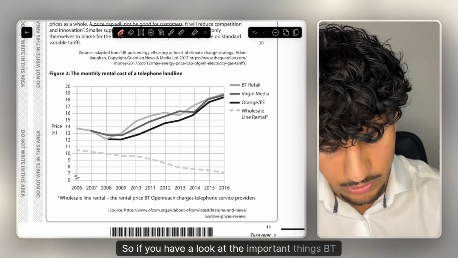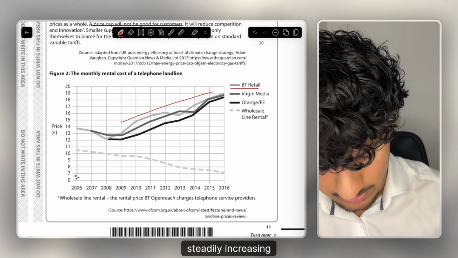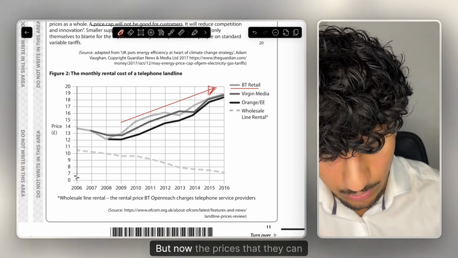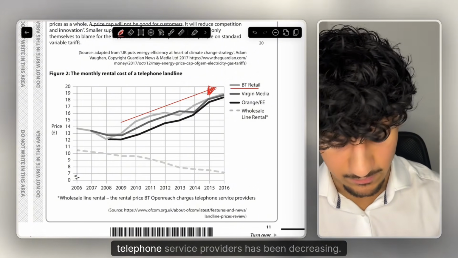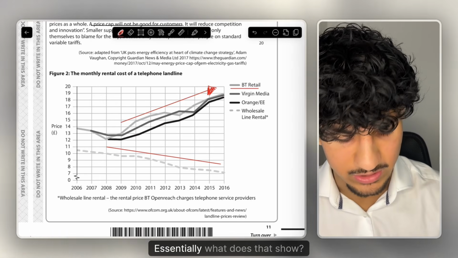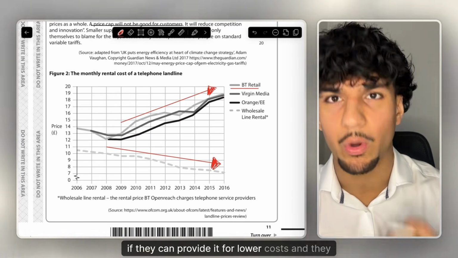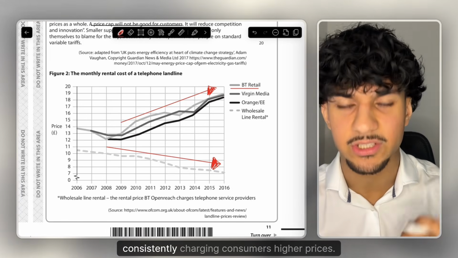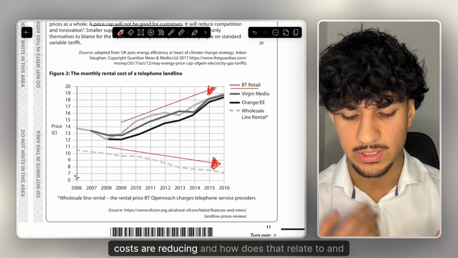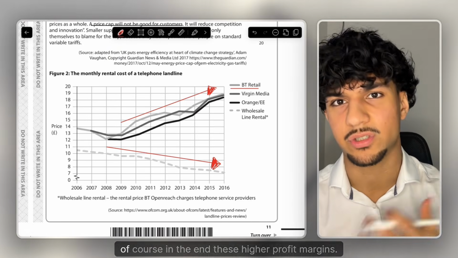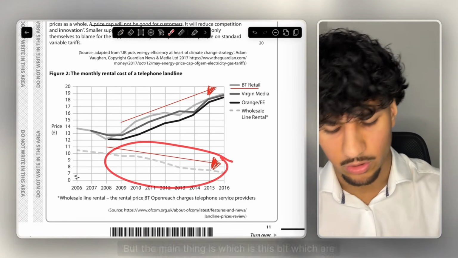If you have a look at the important things, BT Retail, the price they are charging consumers has been steadily increasing every single year. But now the prices that they can provide these services at, the prices they charge telephone service providers, has been decreasing. Essentially, what does that show? What does that mean for BT's costs? If they can provide it for lower costs and they're consistently charging consumers higher prices, of course, this means firstly their costs are reducing. And of course, in the end, these higher profit margins. But the main thing is the costs are reducing.